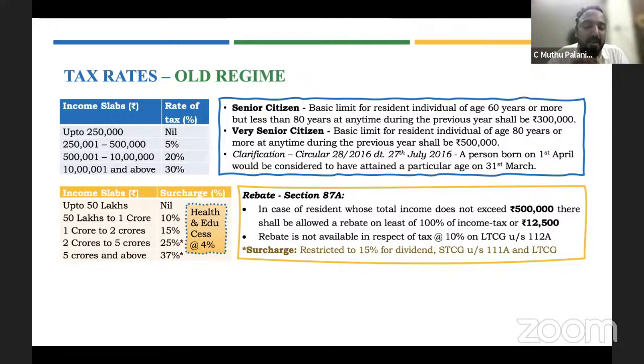So what is the rebate? It is 100% of income tax or the maximum of 12,500. So which means you're eligible for the entire tax as a rebate. So that is with respect to rebate under section 87A.